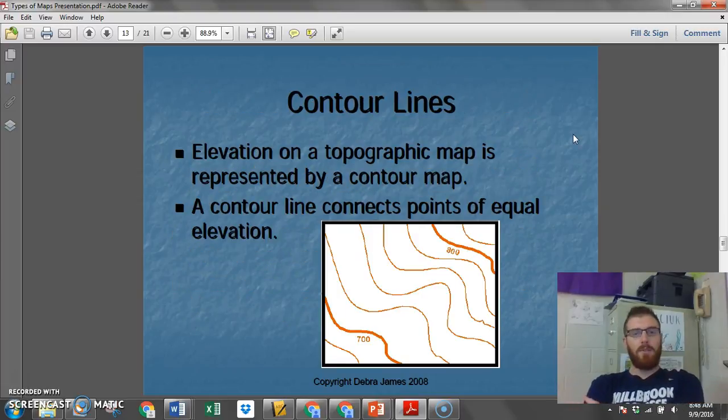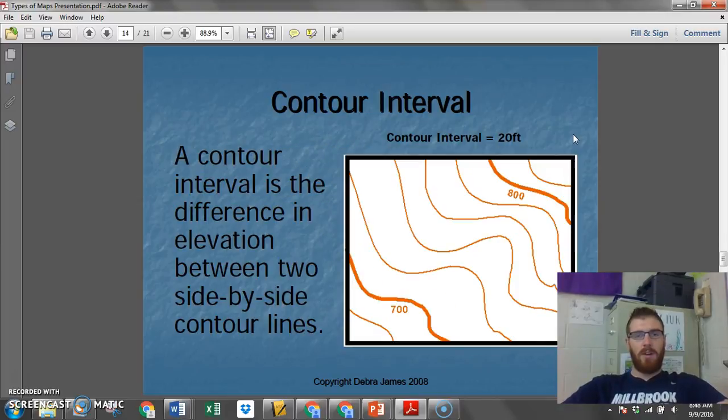Okay. A contour line represents elevation on a contour map or a topographic map. Okay. Contour lines essentially connect points of equal elevation. The contour interval is the distance in height between two side-by-side contours. So if we're looking here, we can see that the contour interval is 20 feet. You can see that here.